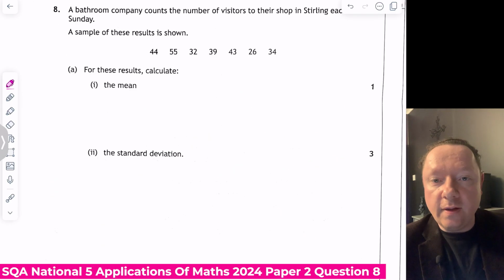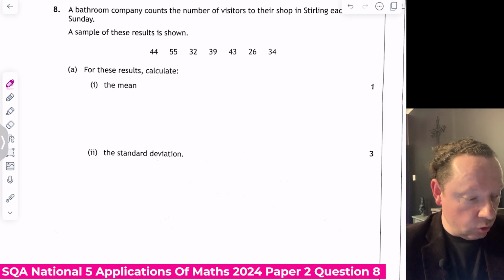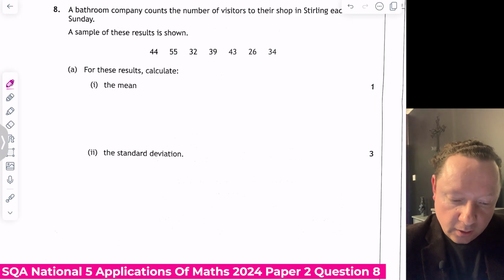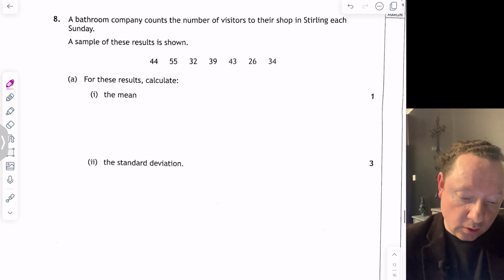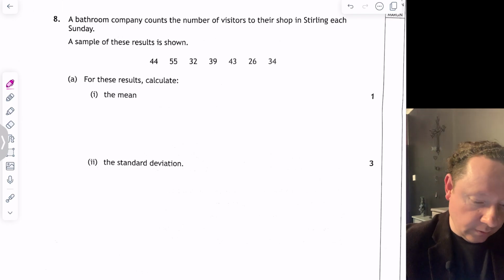SQA, National 5 Application Maths 2024, Paper 2, Question 8. A bathroom company counts the number of visitors in their shop in Stirling each Sunday, and the sample results are shown. Calculate the mean and standard deviation.